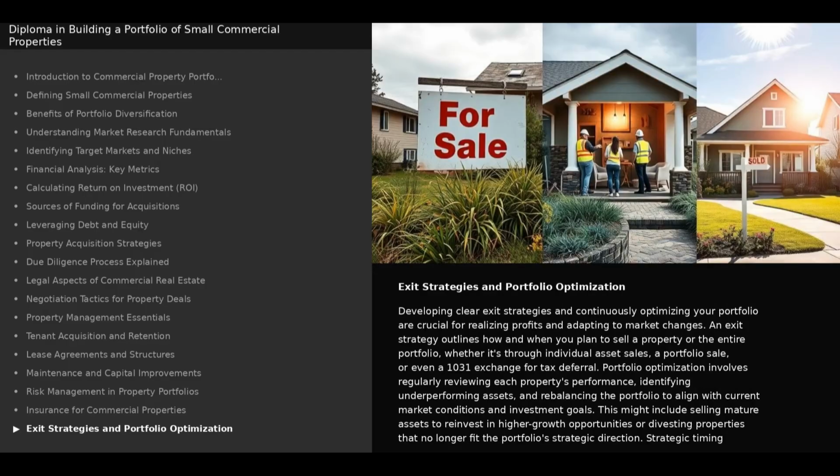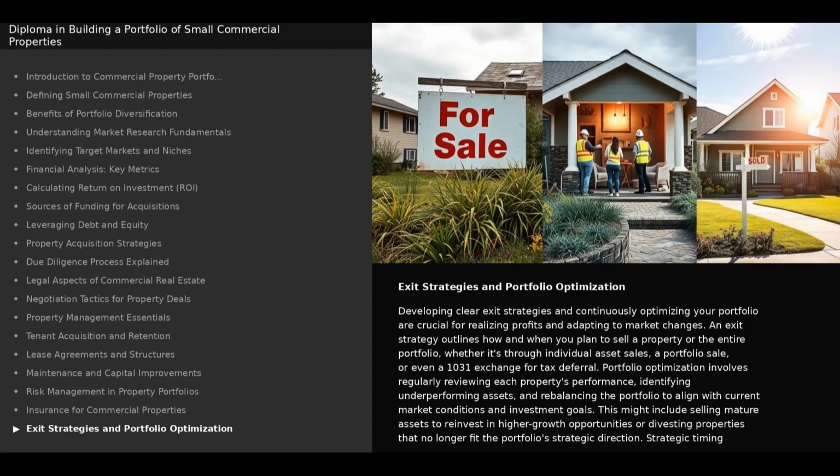Exit strategies and portfolio optimization. Developing clear exit strategies and continuously optimizing your portfolio are crucial for realizing profits and adapting to market changes. An exit strategy outlines how and when you plan to sell a property or the entire portfolio, whether it's through individual asset sales, a portfolio sale, or even a 1031 exchange for tax deferral.